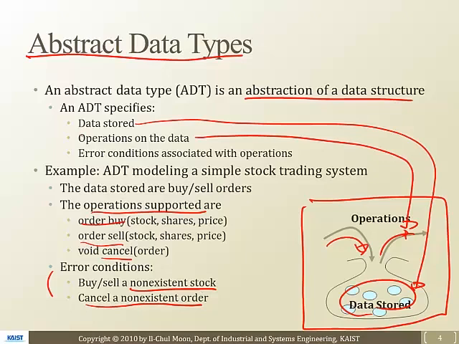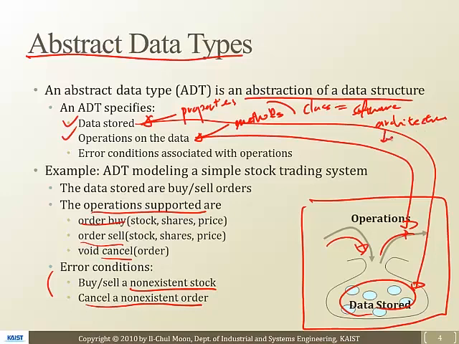So 3 things: data stored, operations, and error conditions. The data stored actually corresponds to the properties, right? Yeah, properties, and the operations correspond to what? Methods. And these are more like the class point of view. This is more like the software architecture point of view, or software design point of view. And this is more like the data structure point of view, or algorithmic point of view. But what we are talking about is the same, right?